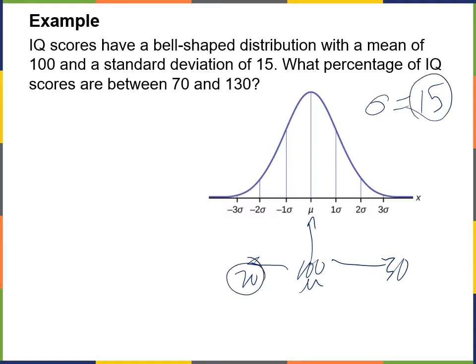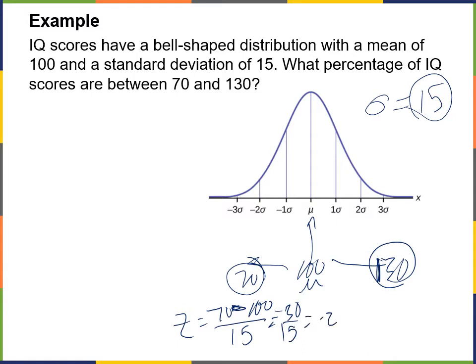If I can find the z-score for each of these, 70 and 130, I can find out how many standard deviations away it is. And since it's a bell-shaped curve, the empirical rule could tell me that. If I turn 70 into a z-score, I have 70 minus the mean, which is 100, over the standard deviation, which is 15. I get negative 30 over 15, which gives me negative 2. So that's two standard deviations to the left of the mean. The negative means to the left, and the 2 is two standard deviations. So this is basically where 70 falls in terms of the standard deviation.